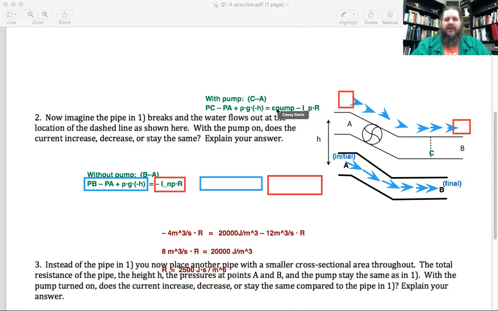We can also look at this algebraically. If you solve for current, you're going to end up with a bunch of stuff divided by R. If you divide by a smaller R value, you're going to get a larger result. So you can look at this conceptually or algebraically. Both methods suggest that a smaller R means a faster current.